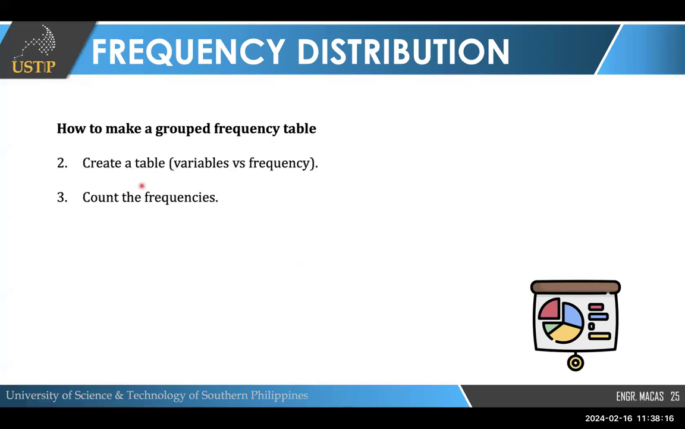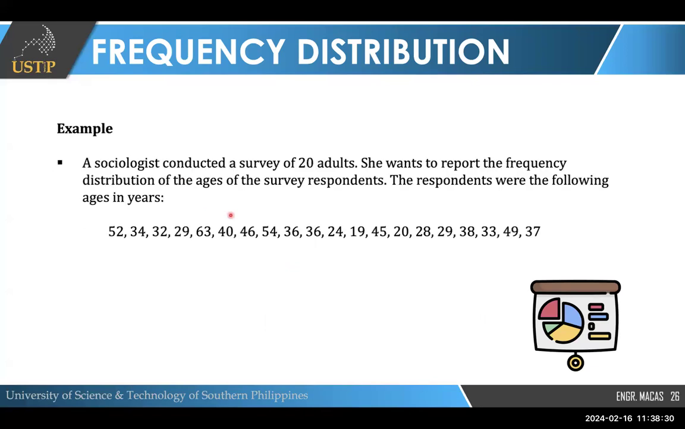Okay, and then after which you create a table, variables versus frequency. You count how many occurrences of your data set happen within that interval, and then you count the frequencies. So, okay, let's have an example.